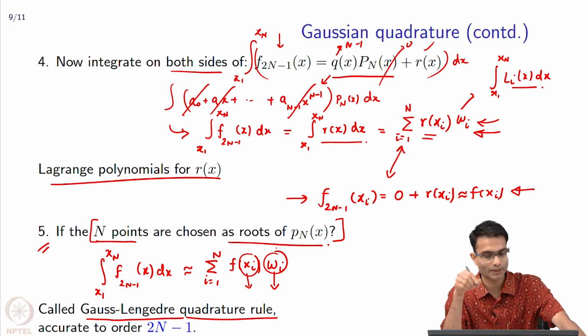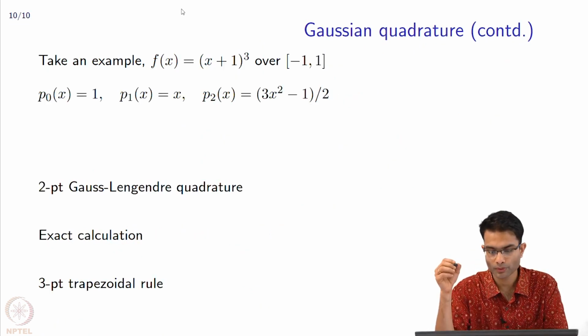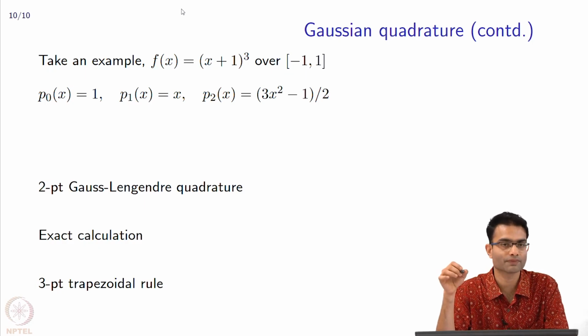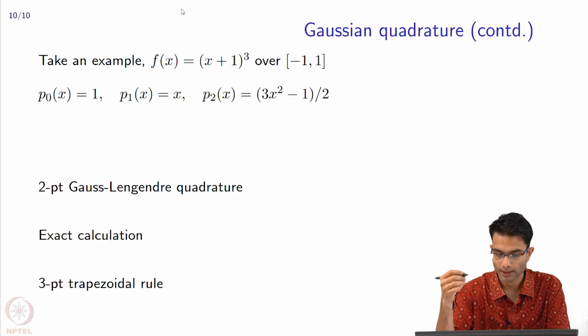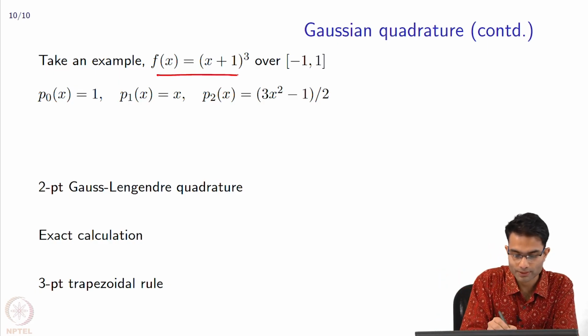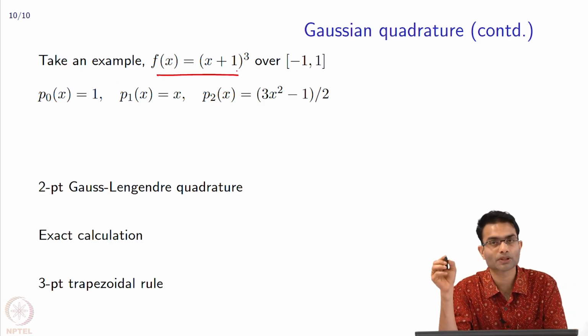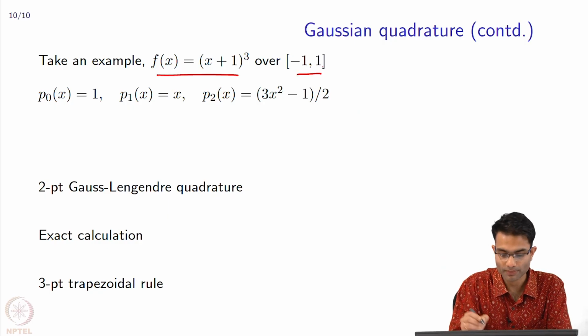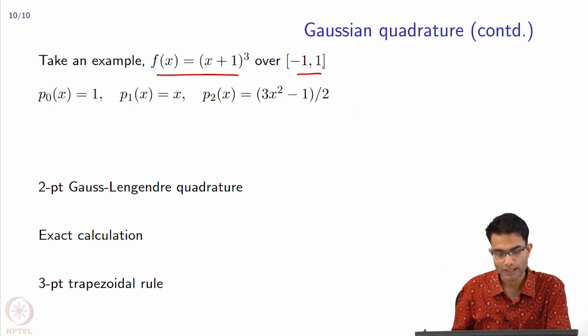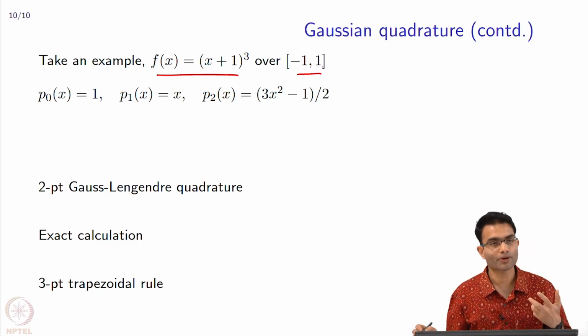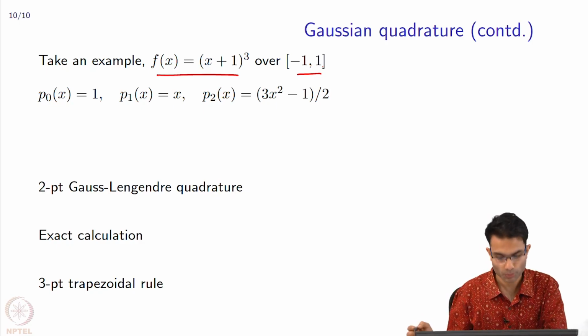Okay. So, you will use these quadrature rules extensively in integral equation approaches. To drive home the idea of Gaussian quadrature that we have studied so far, we will take a simple example, and the example that I have taken is the function f(x) equal to (x plus 1) cubed, and the interval is minus 1 to 1. Okay. So, the choice of how many points of the quadrature rule I want is up to me.